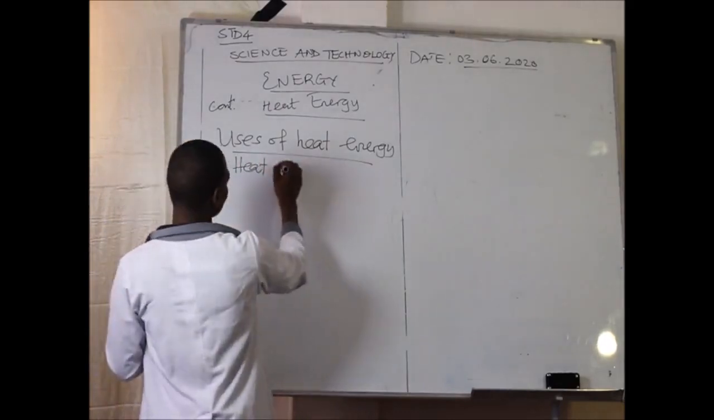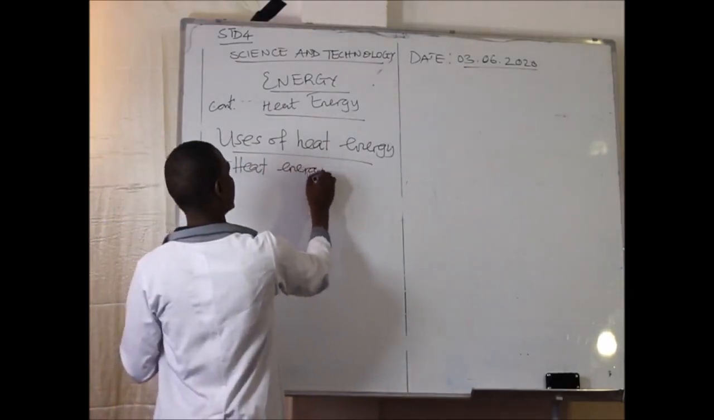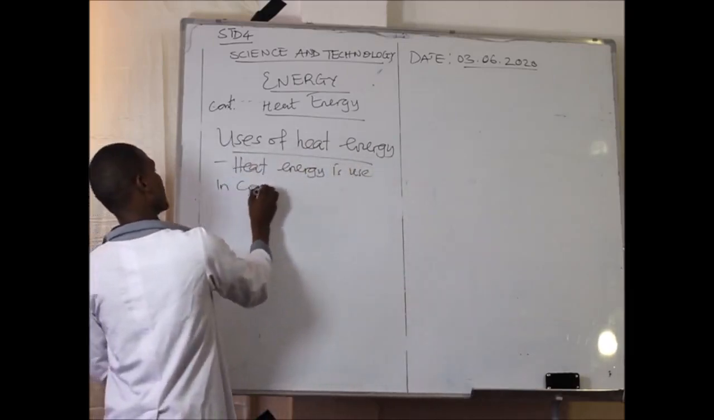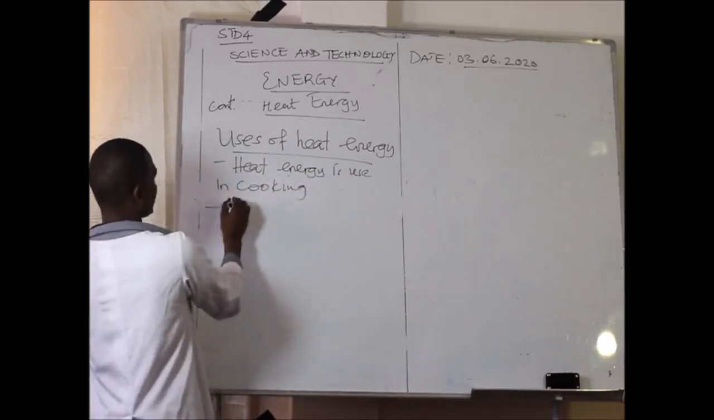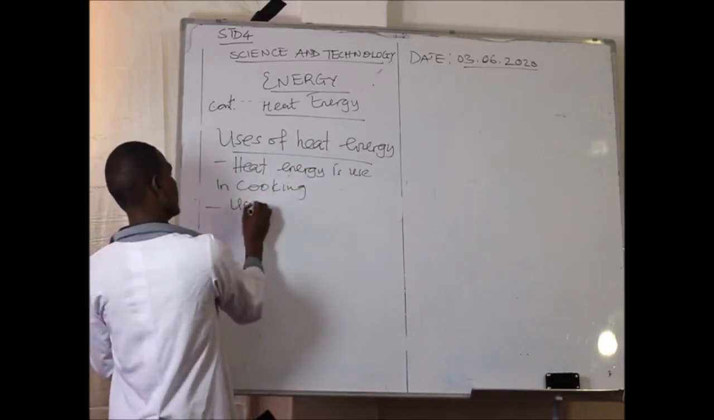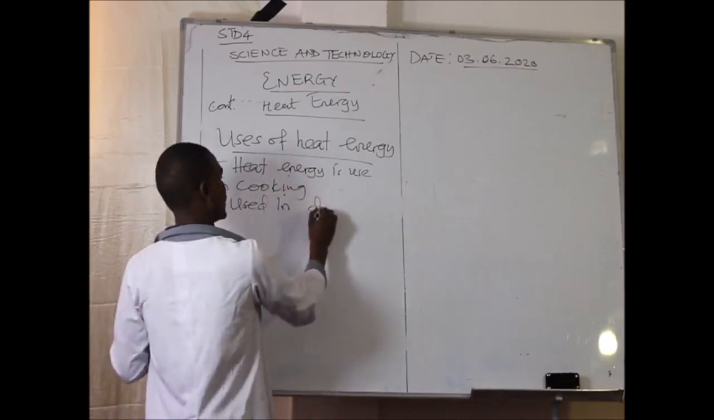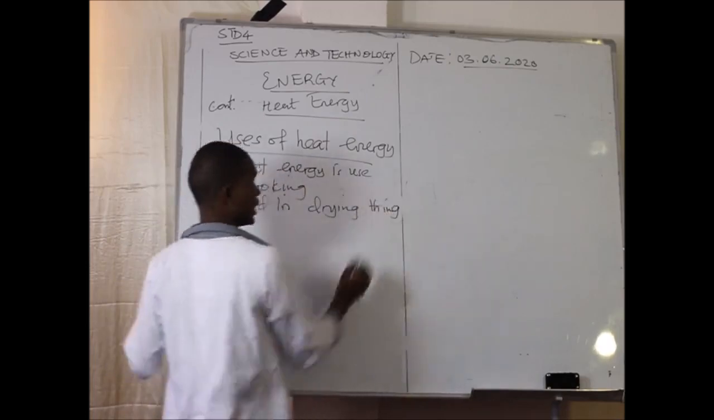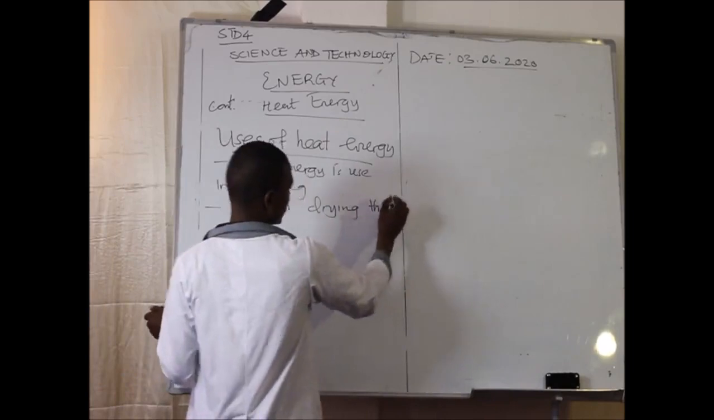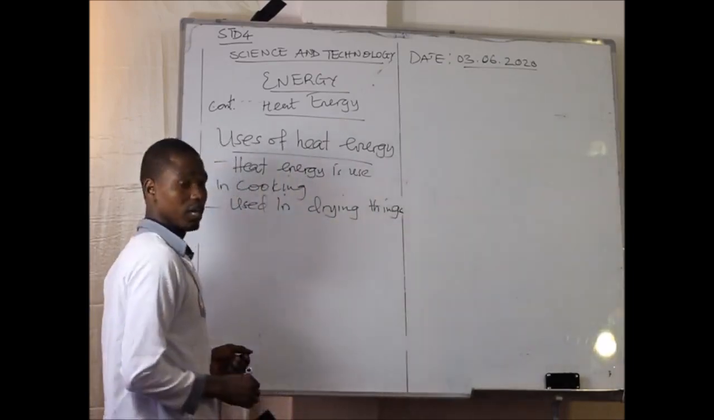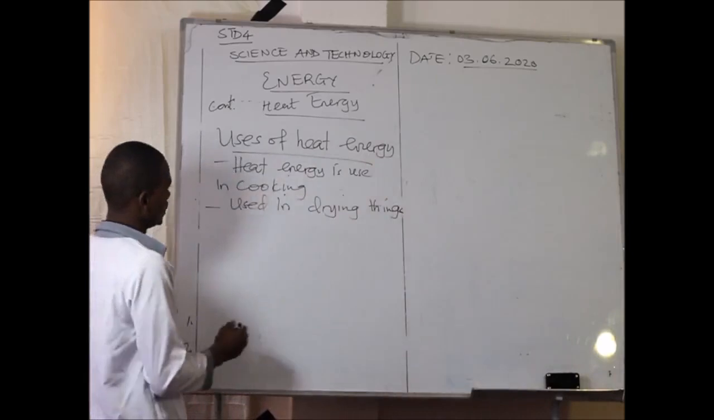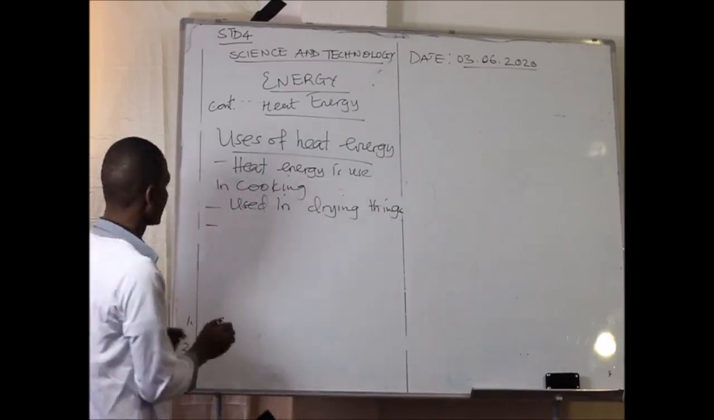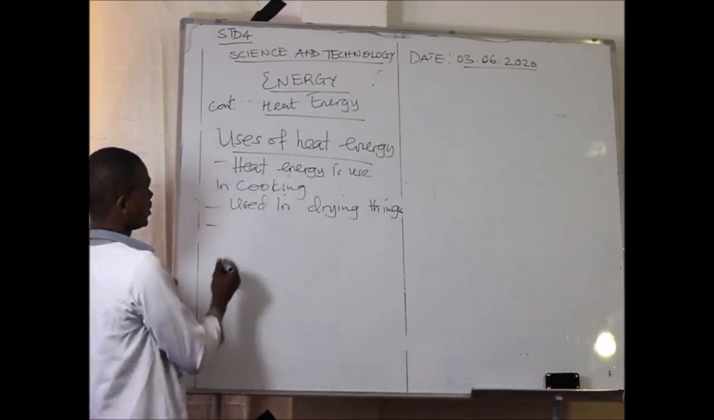Heat energy is used in cooking. Used in drying things, and these things may be grain, may be clothes. So the other use of heat energy, we can also say, is used for boiling.